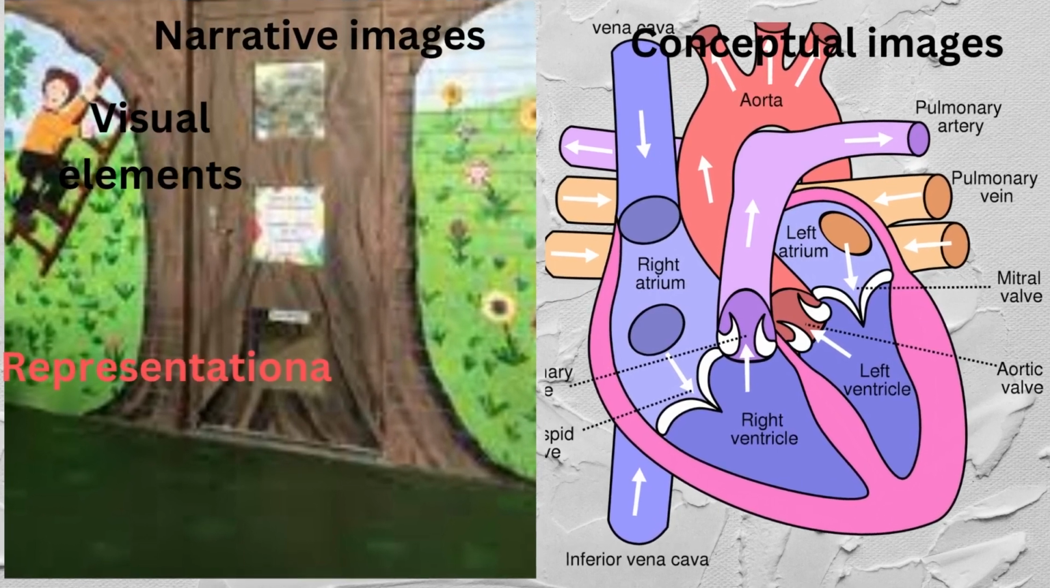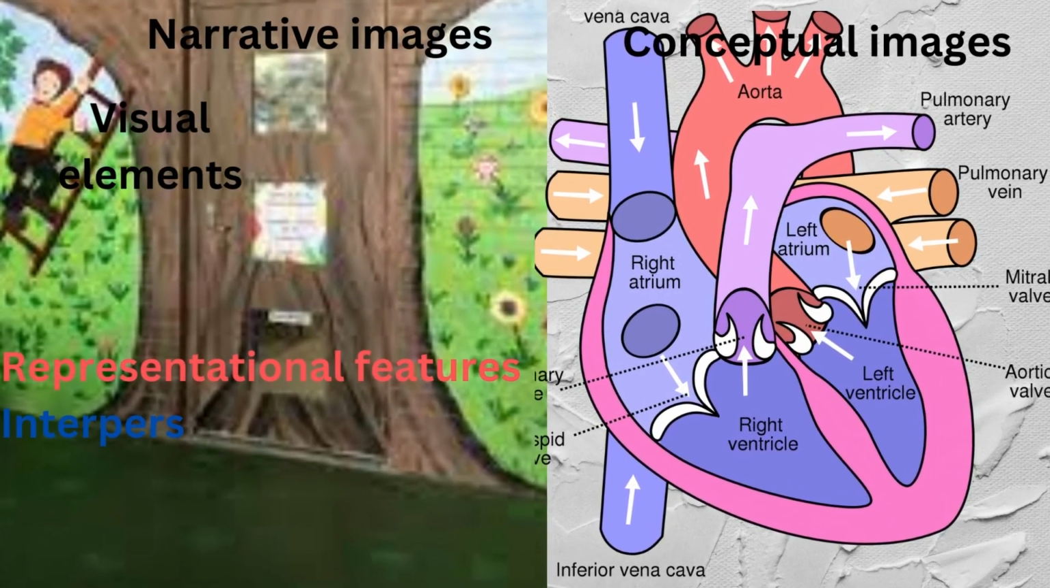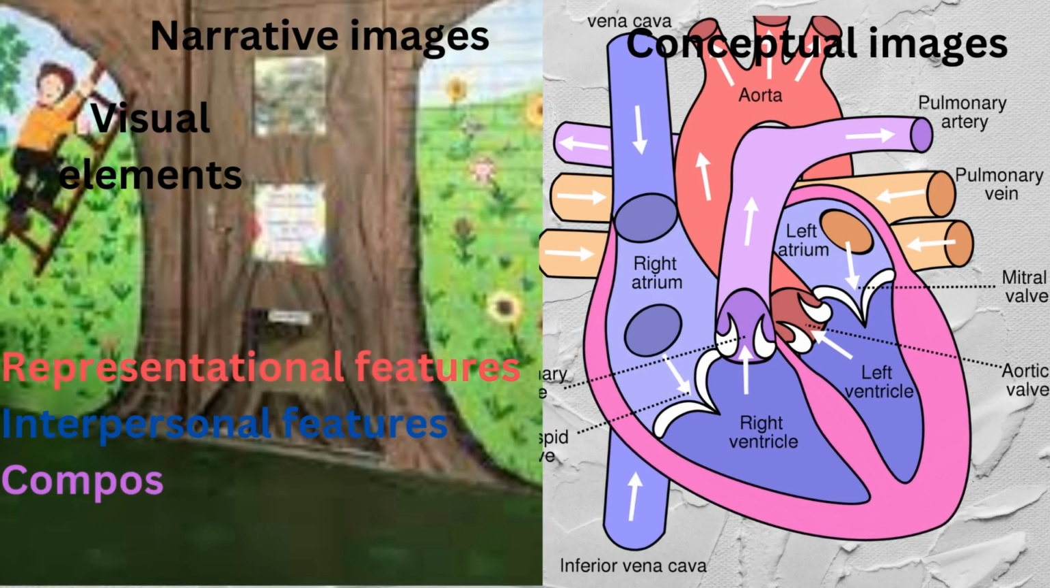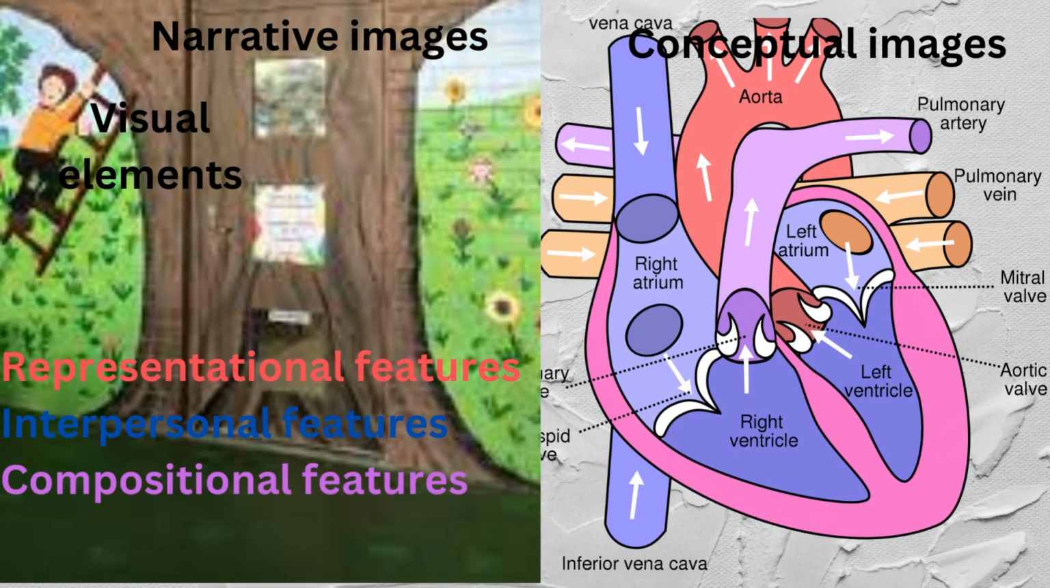Both narrative and conceptual images can be used as visual elements in a text. Meaning is created in a text by representational aspects of an image, such as characters in the image, what they are doing, and the surroundings of the image. Interpersonal characteristics of an image such as angles, distance, and contact, as well as compositional components like frame, layout, vectors, and salience, work together to create the meaning of a text.